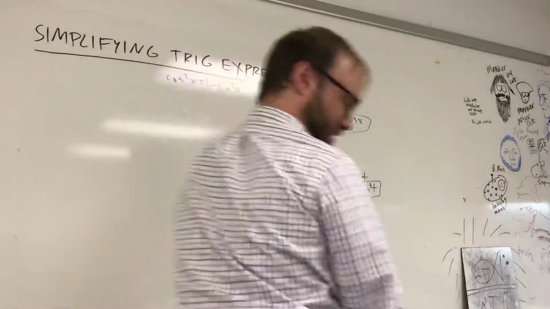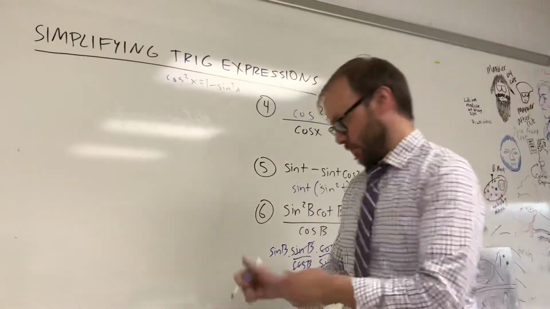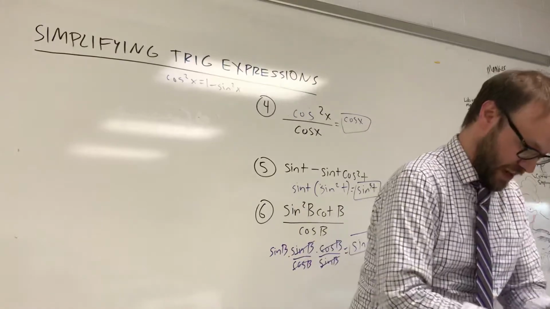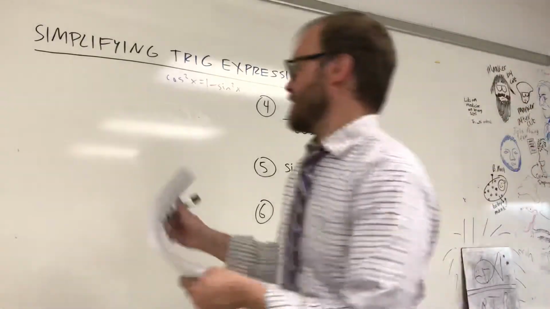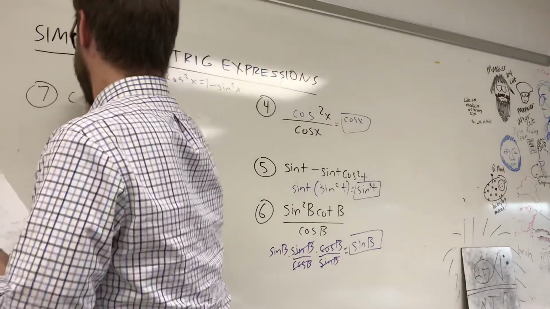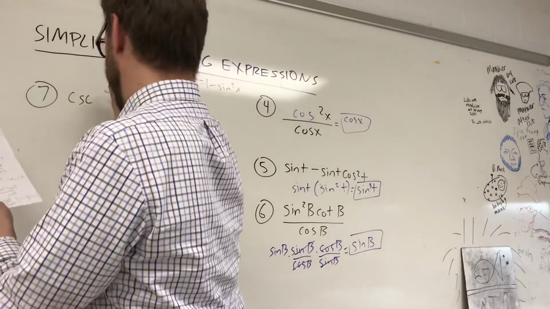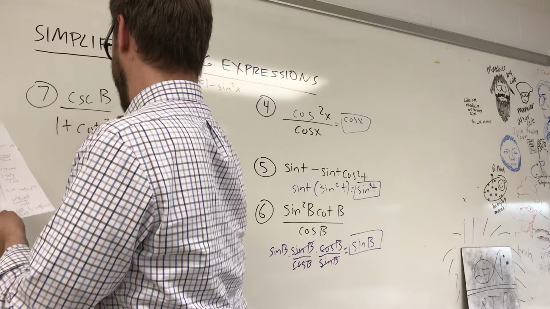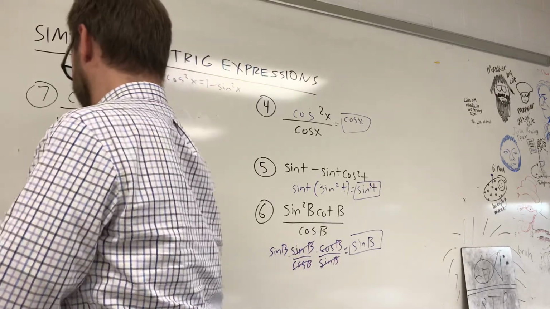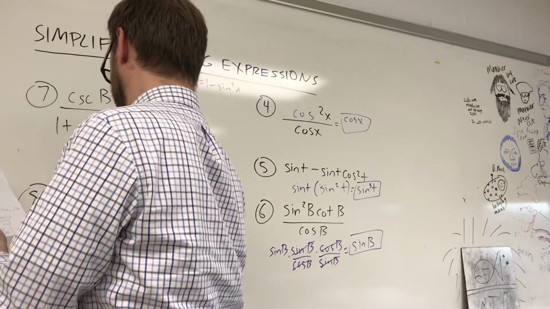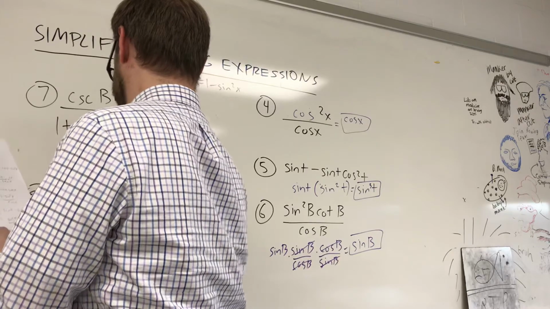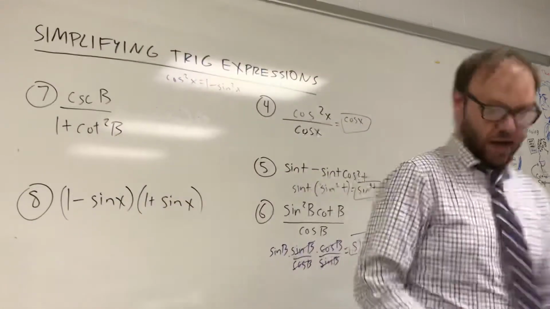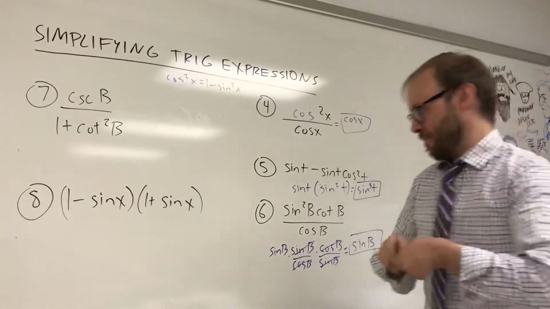All right, so question number 7 wants me to simplify the cosecant of beta over 1 plus cotangent squared of beta. And the final question in this set wants me to do a 1 minus sine of x times a 1 plus sine of x. Okay, so let's take a look at this top one here.